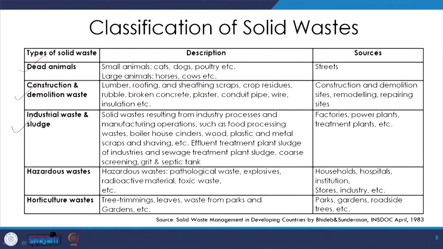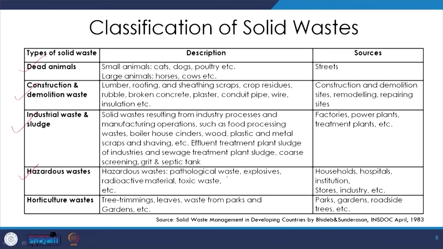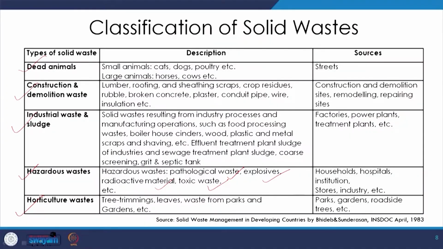Some of these wastes might not figure as part of the solid waste management scheme when we are talking of sustainable architecture, but it is imperative to know about all these types of wastes. Then we have industrial waste and sludge, which may vary depending upon the type of industry and the type of processing each industry has. Then we have hazardous wastes, which include pathological waste, which is medical waste, explosives, radioactive material, toxic waste. These types of wastes may be present in limited quantity in buildings depending upon the usage of the building. Then we have horticulture waste, which is the garden waste.